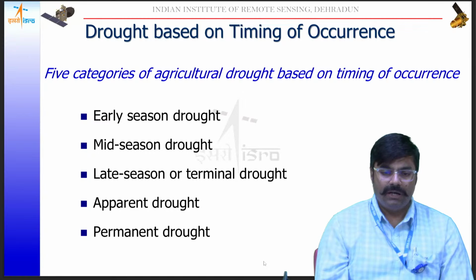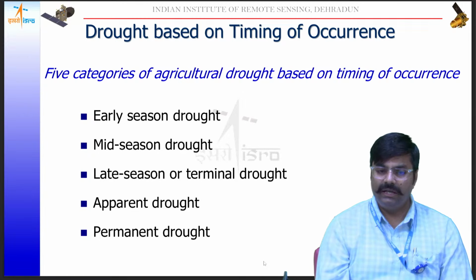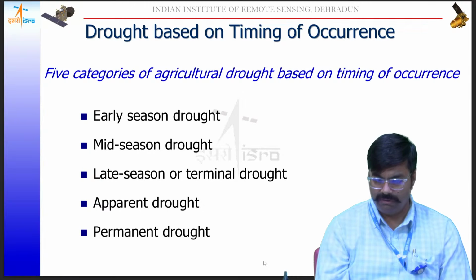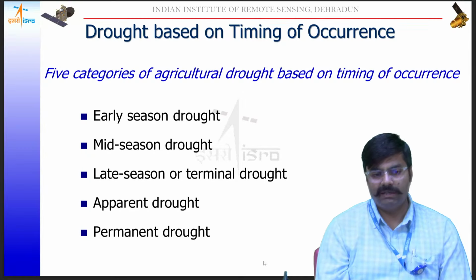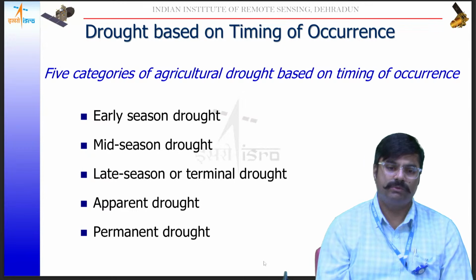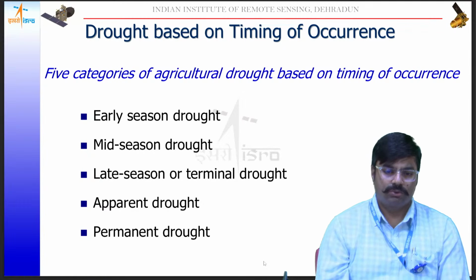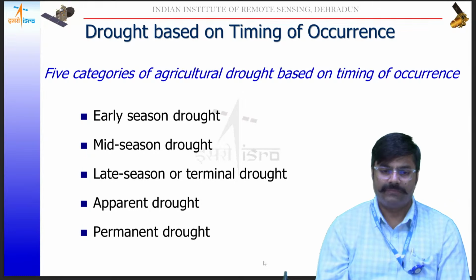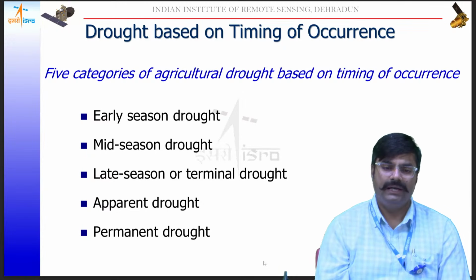Apparent drought is a special kind of drought, when farmers of a specific area, or fields suitable for high crop water requirement crops like paddy or sugarcane, because of the unavailability of rainfall or water, are forced to cultivate a crop with a moderate to low crop water requirement. Like, in place of sugarcane and paddy, they may cultivate maize, soybean, or pearl millet. Then this situation is called apparent drought.